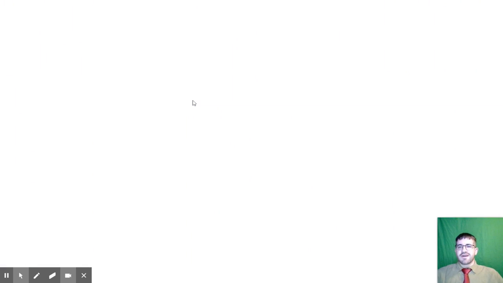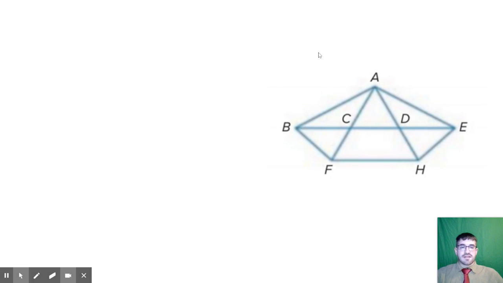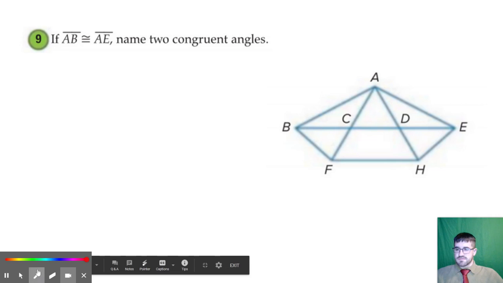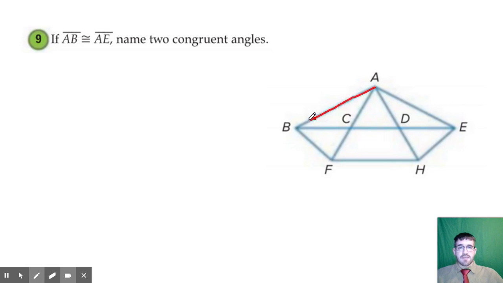So to start off, we are given this figure here on the right, and we're going to be given, I think, 6 questions on it. And what we're going to do is highlight these triangles as we go through it, and you'll see what I mean. So for question 9, if segment AB is congruent to AE, we want to name 2 congruent angles. So we're going to highlight segment AB and segment AE.